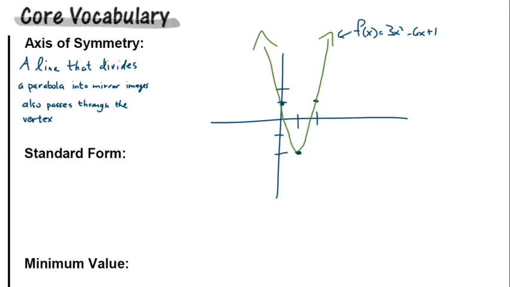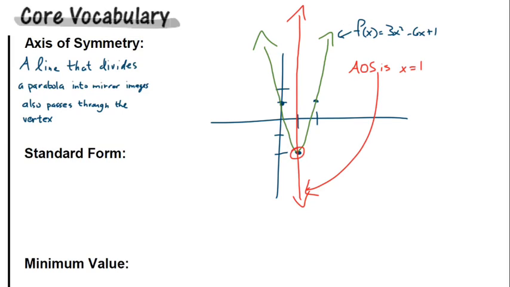Okay? The axis of symmetry, I'm going to call it the AOS. Axis of symmetry is x equals 1, because that line, there's no need to dash it, just make it solid. That line makes it mirror images, and it passes right through the vertex, right there at 1, negative 2.